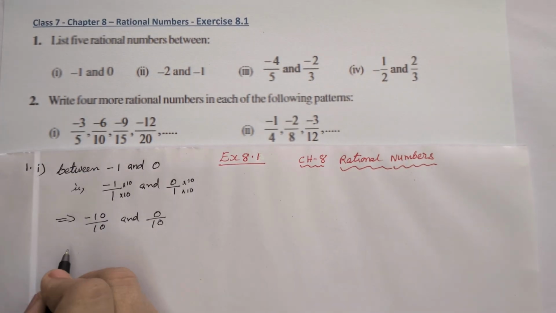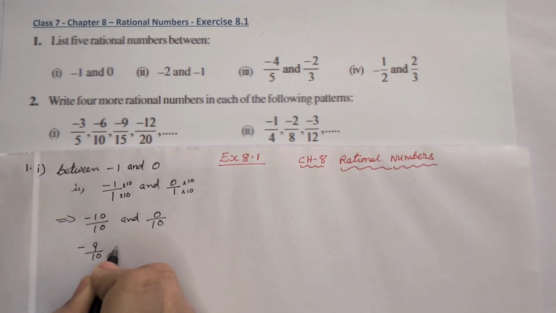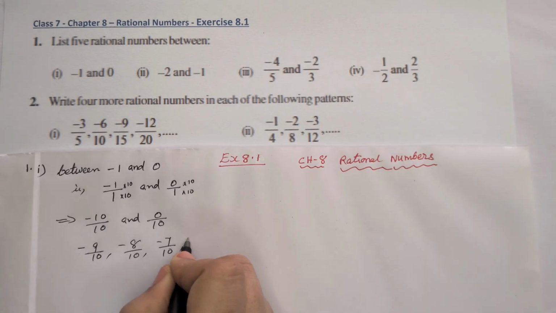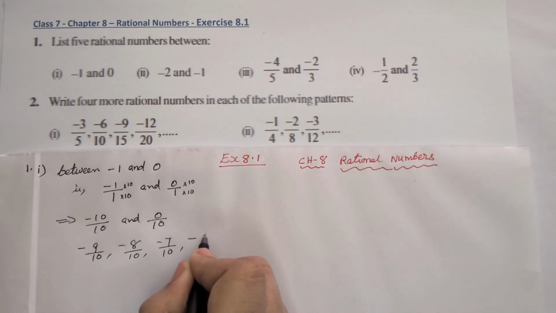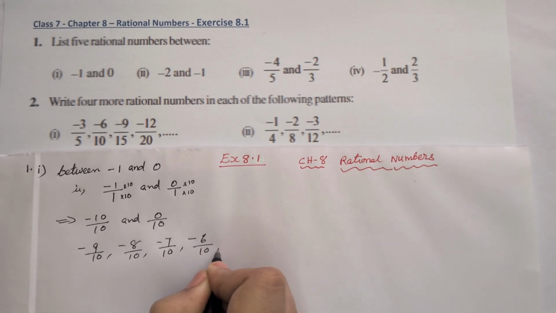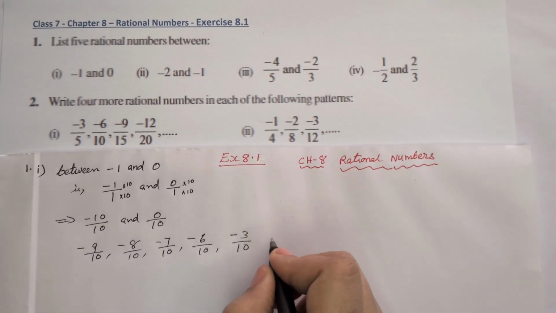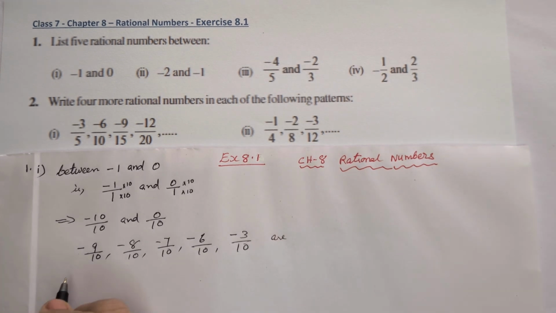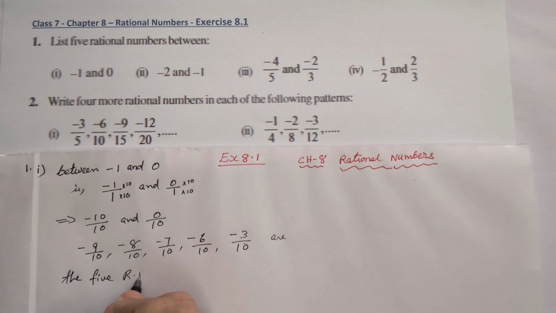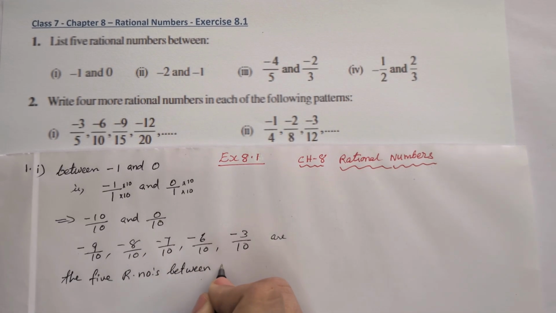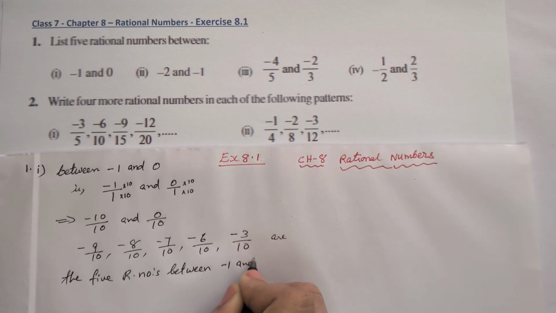So we can write the 5 rational numbers we have to write: -9 by 10, -8 by 10, -7 by 10, -6 by 10 or -5 by 10, any number, -3 by 10. Now 5 are there. These are the 5 rational numbers between -1 and 0.